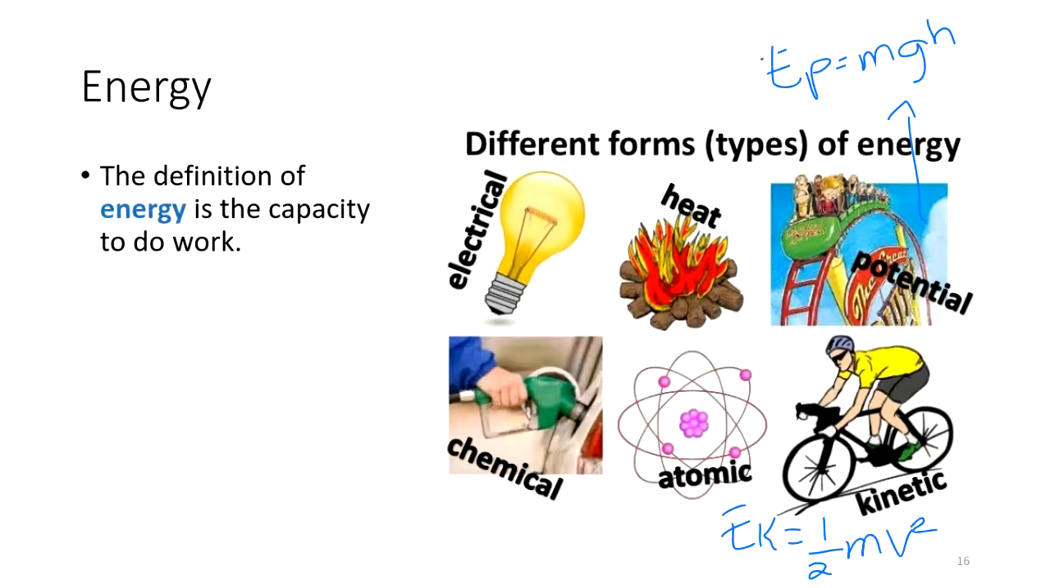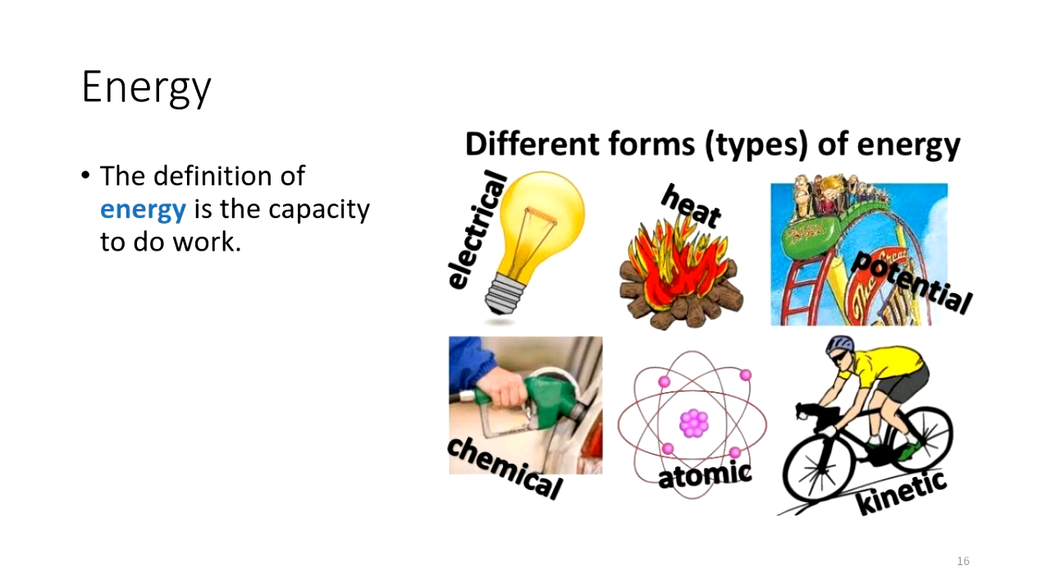Now, we can convert from one type of energy to another. The thing that we cannot do is generate energy out of nothing, or consume energy and make it disappear totally. That is what we call the law of conservation of energy: energy cannot be generated and cannot disappear. It is only transformed.